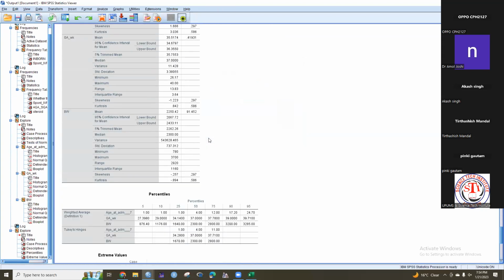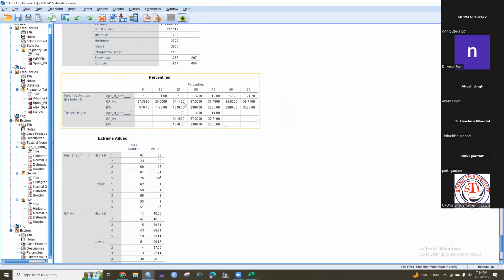So it is going to give me the percentiles. You can see the quartile for age at admission is 1. It means 25% of the patients have 1. What is the median? 4. 50% of the patients, when they are admitted to the hospital, their age is 4. And 25% of the patients, when they are admitted to the hospital, their age is more than 11.